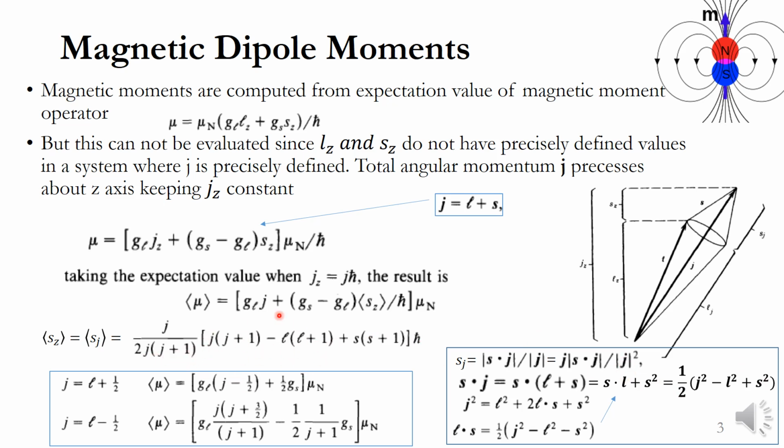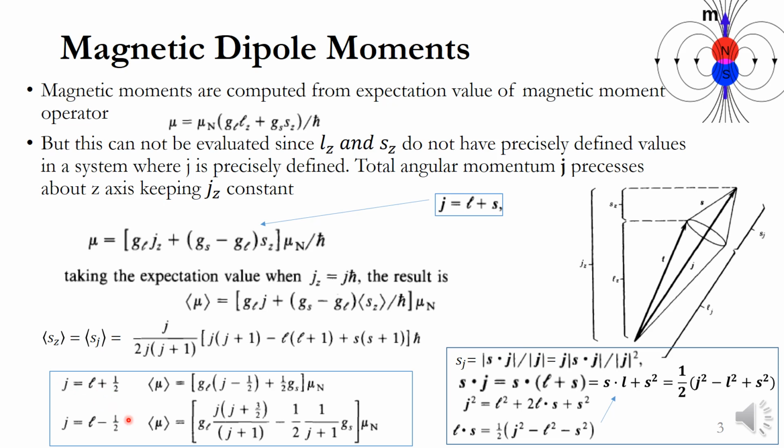Okay, so the expectation value of this j is this j, and the expectation value of this s dot j is this equation: 1 by 2 into j into j plus 1 minus l into l plus 1 plus s into s plus 1, into h cross, then divided by the expectation value of this j square, which is again j into j plus 1. So this we get this one.